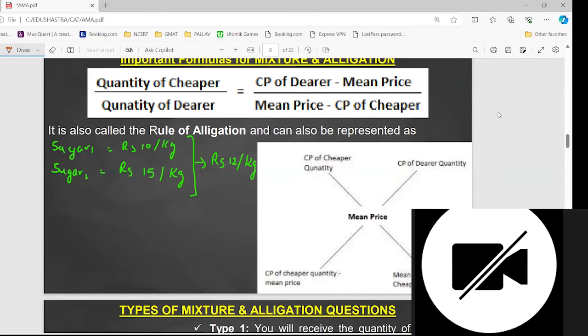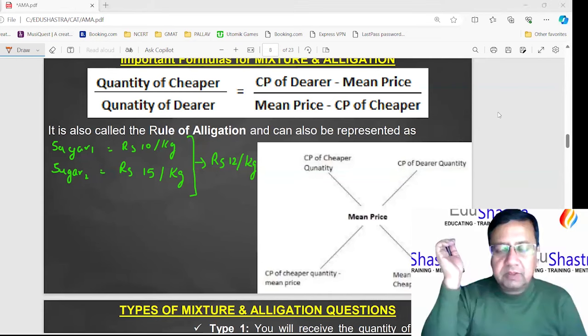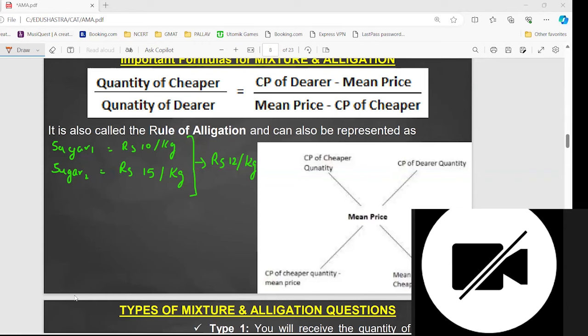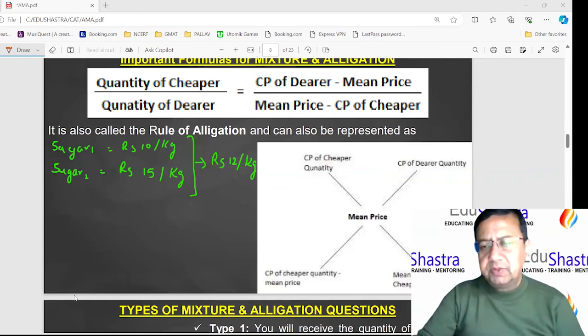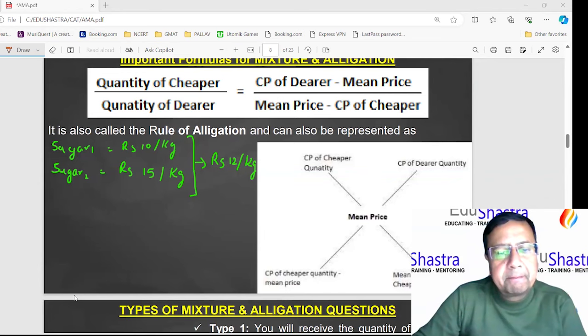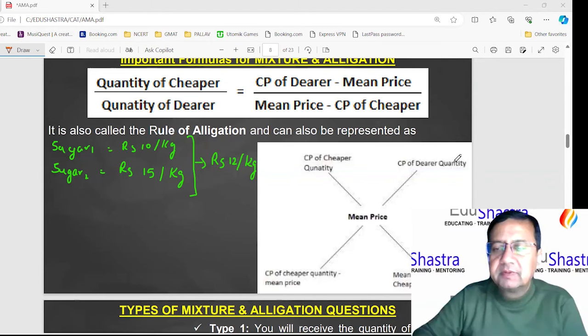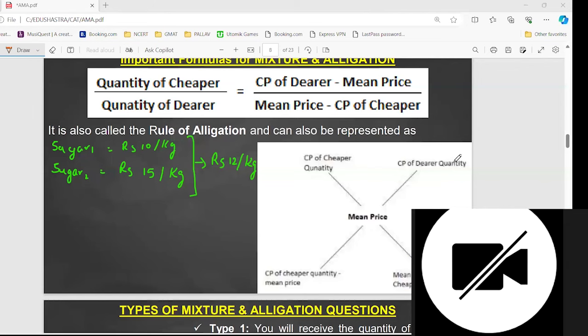Sir, 3:2. Okay, how is this, Tejasvi? Sir, 15 minus 12 by 12 minus 10. So is this 3:2 or 2:3? Sir, 3:2, sir. Yes, sir. Okay.